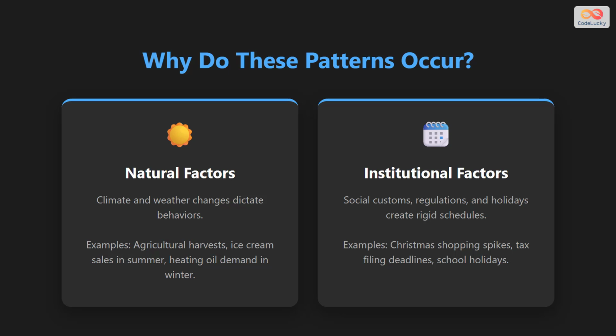Why do these patterns exist? They primarily come from two sources. First, natural factors like the weather. Think about how temperature affects crop growth or energy usage. Second, institutional factors like holidays, tax deadlines, and social customs that create rigid schedules for human behavior.